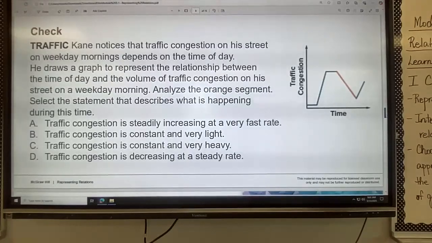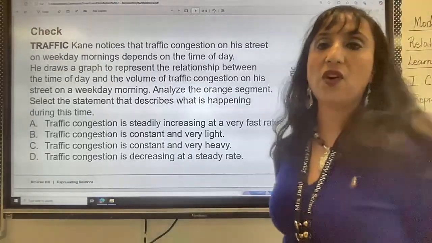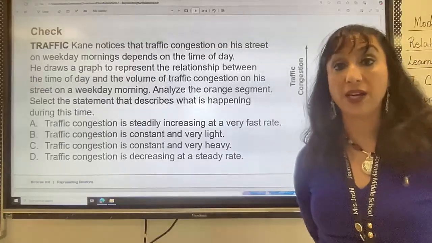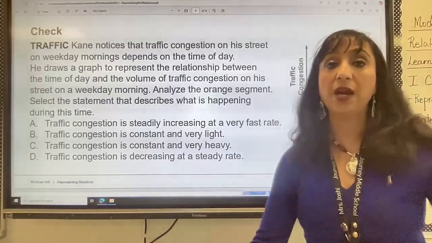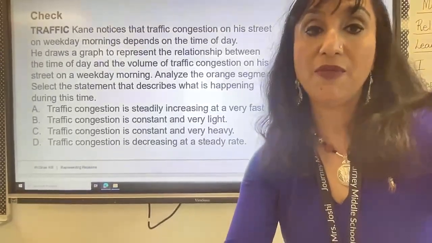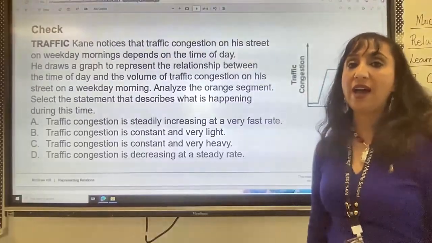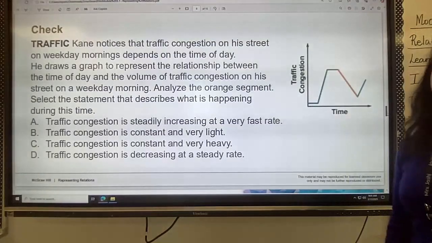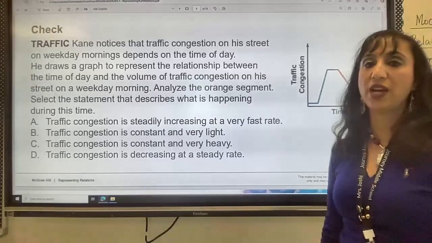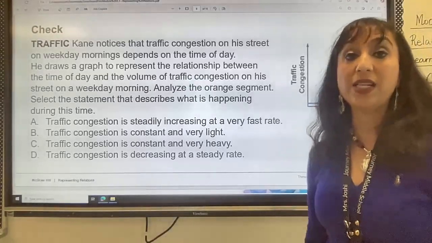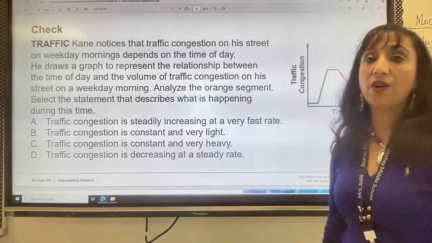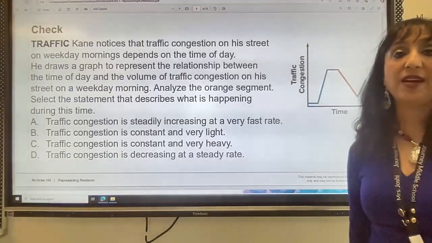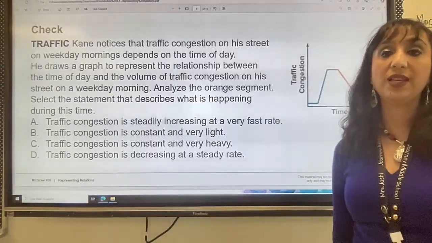Okay, so in this one, we're talking about traffic. Kane notices that traffic congestion on his street on weekday mornings depends on the time of day. He draws a graph to represent the relationship between the time of day and the volume of traffic congestion on his street on a weekday morning. Analyze the orange segment.